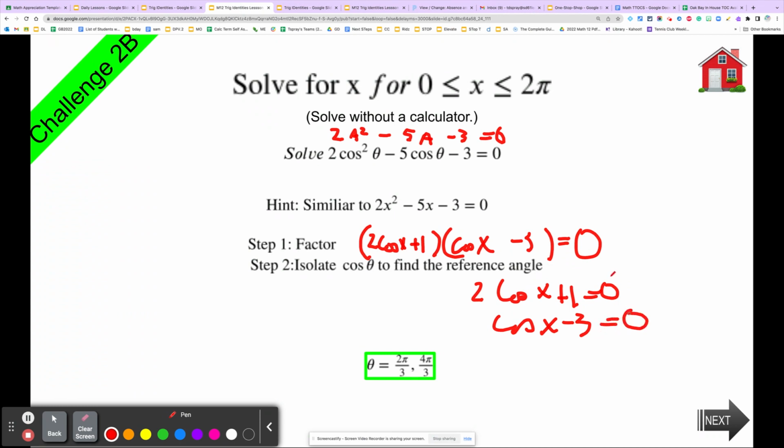Okay, and so this top one is going to turn into cos x equals negative 1/2. And this one right here is going to turn into cos x equals 3. Really having trouble with the pen here, guys. So, okay. So a couple things.